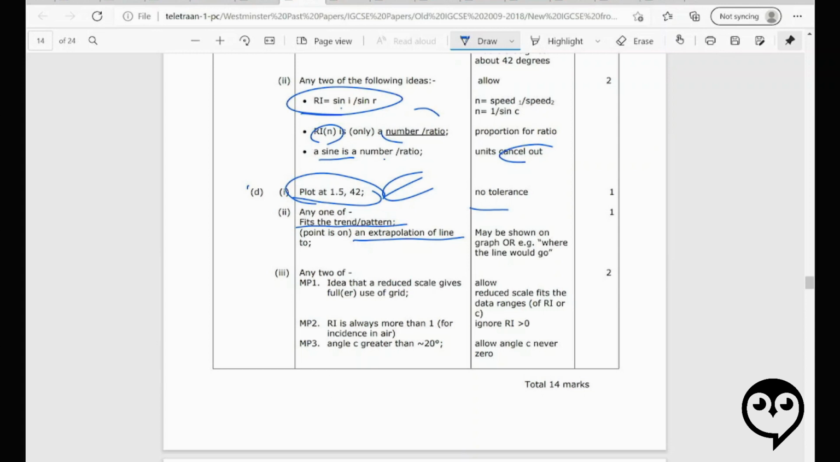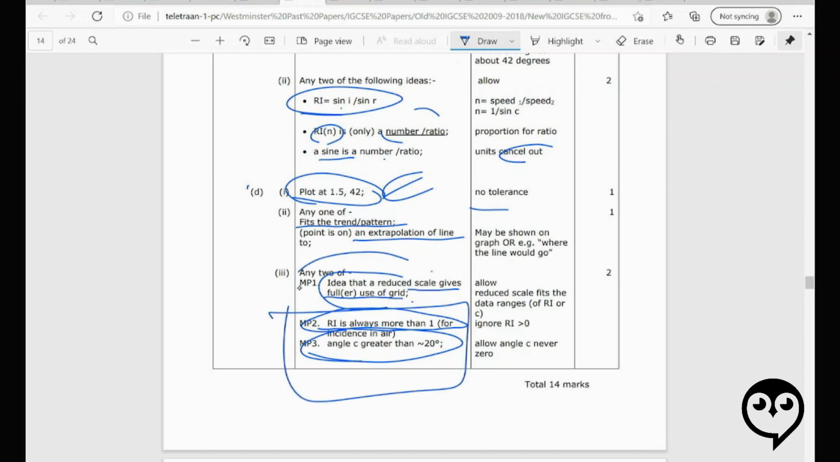Okay. And then what was that thing about why the graph does not have 0? Reduced scale gives a fuller use of the grid. Yeah, the refractive index is always more than 1, and the critical angle is always going to be greater than 20. So that's what I said for these. I don't really agree with that first one, but that's what some exam boards will tell you. Some will say don't. But I like these bottom 2. That's probably better. And you could say the critical angle is never 0. Yeah, I like this. Reduced scale fits the data ranges. It's better for fitting the data. I do buy that, although I'm not a fan of this.